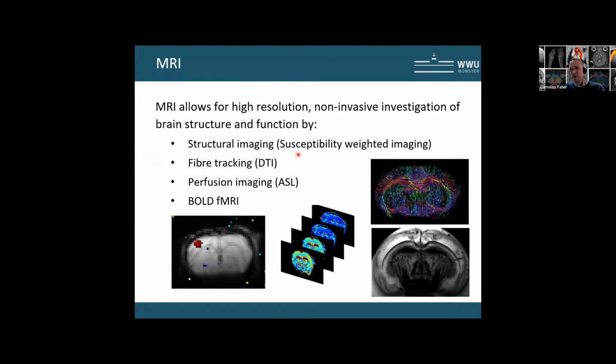So we will talk about possibilities to do structural imaging. We look at susceptibility-weighted imaging, at diffusion-weighted imaging by fiber tracking, as you can see on the top right here. We will talk about perfusion imaging, as indicated by these images, and also into functional imaging.